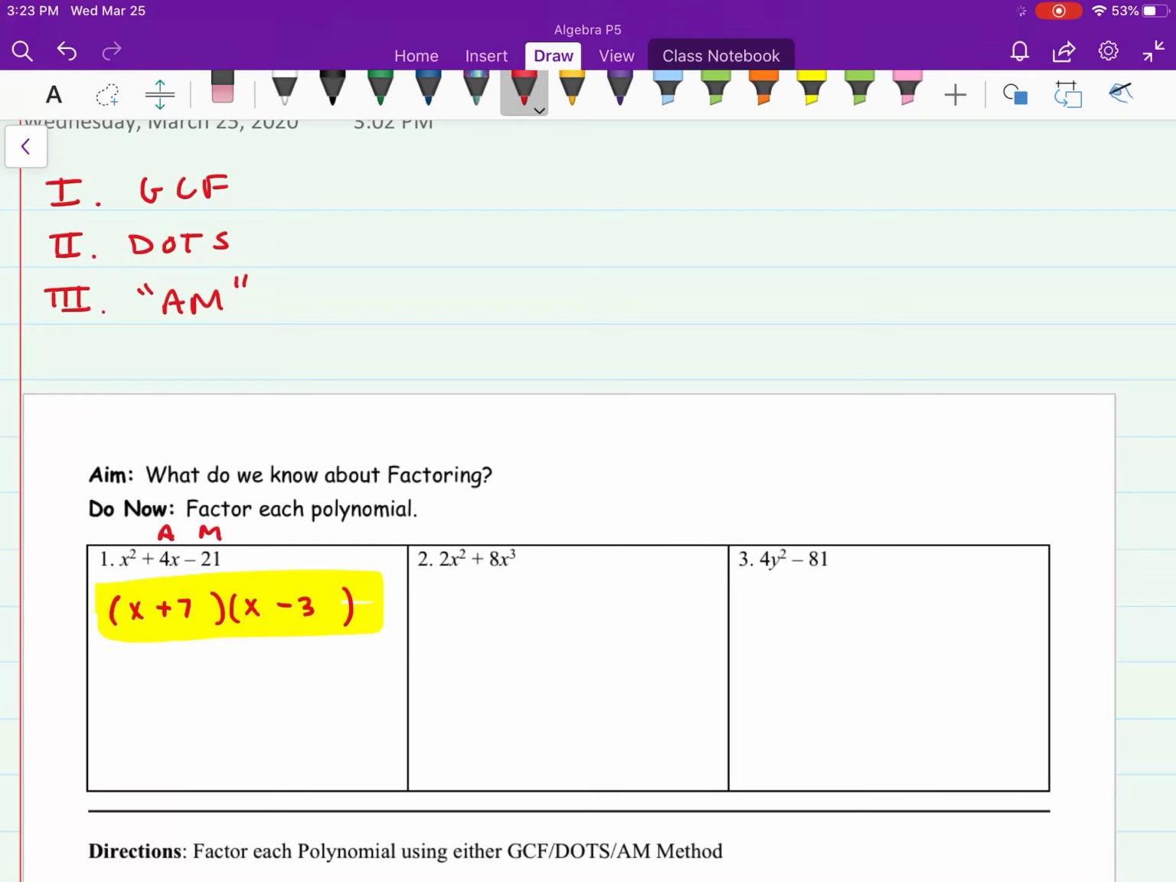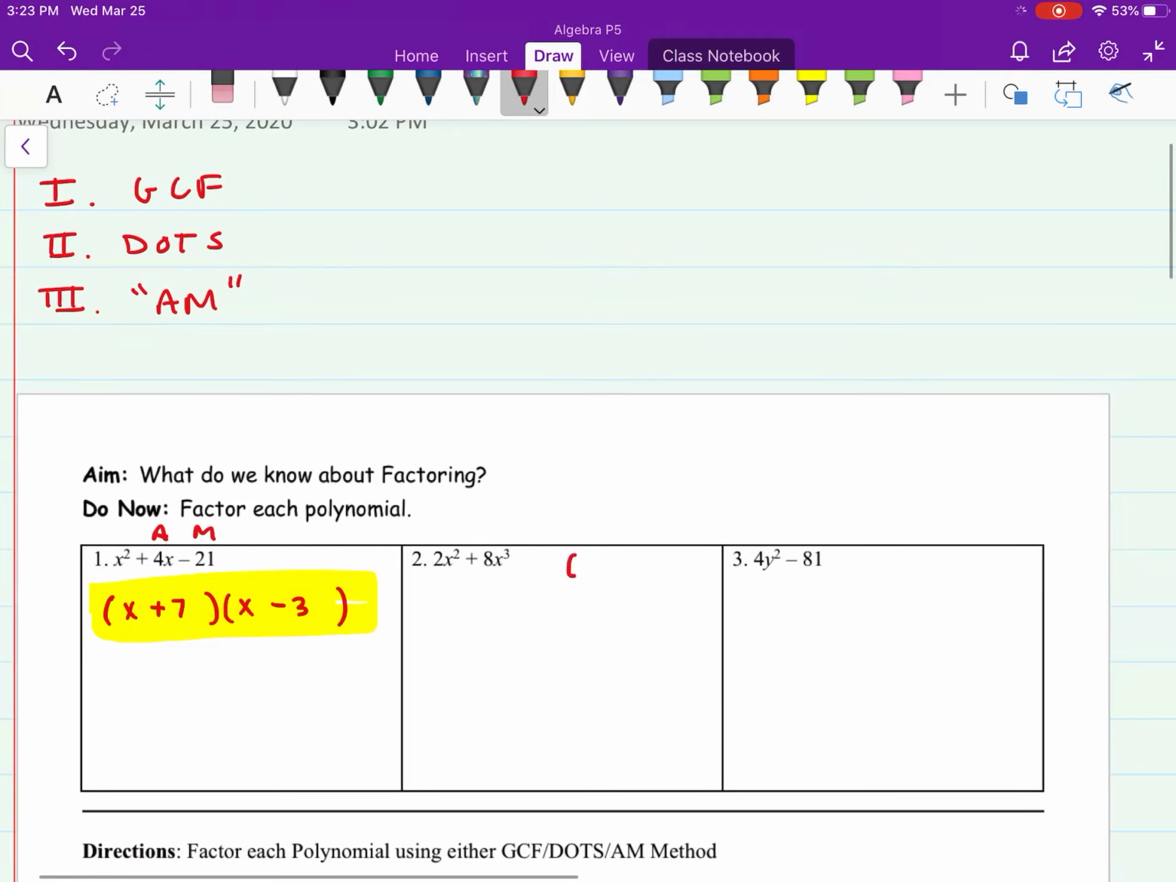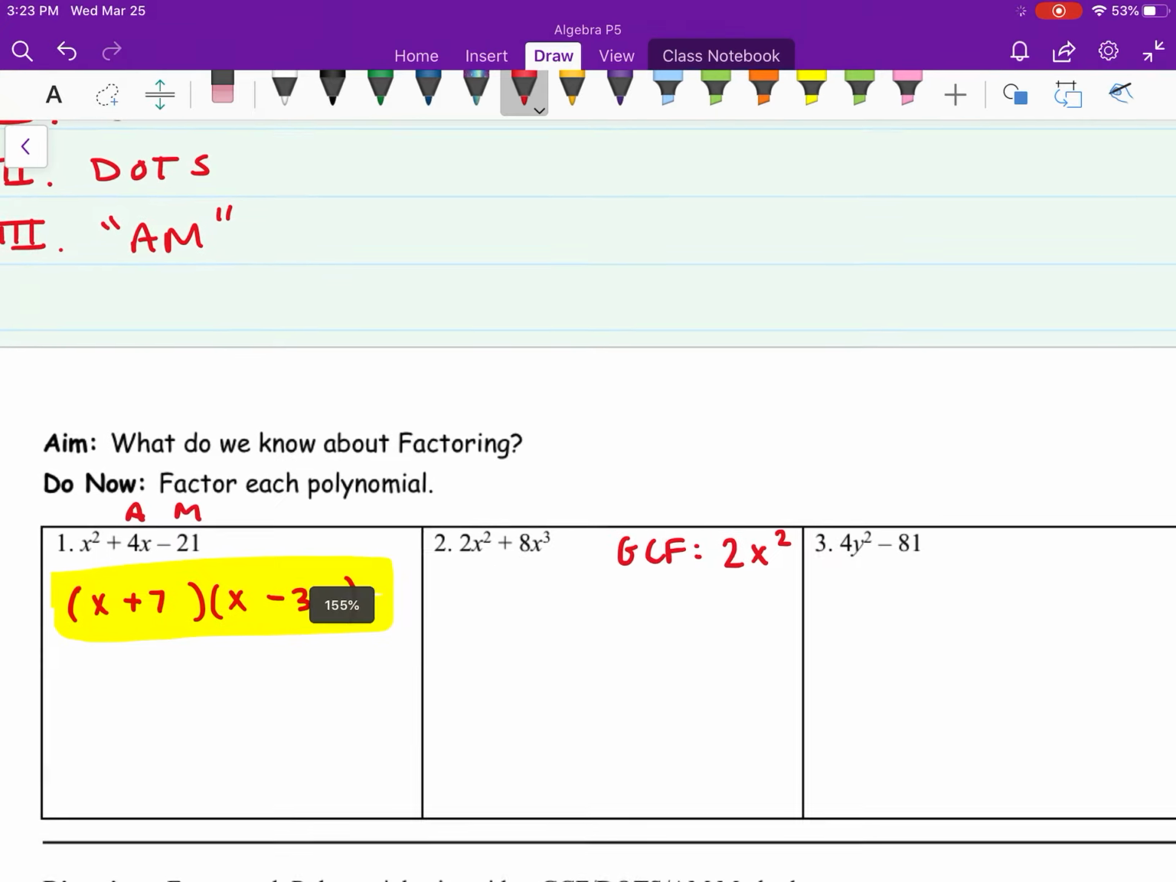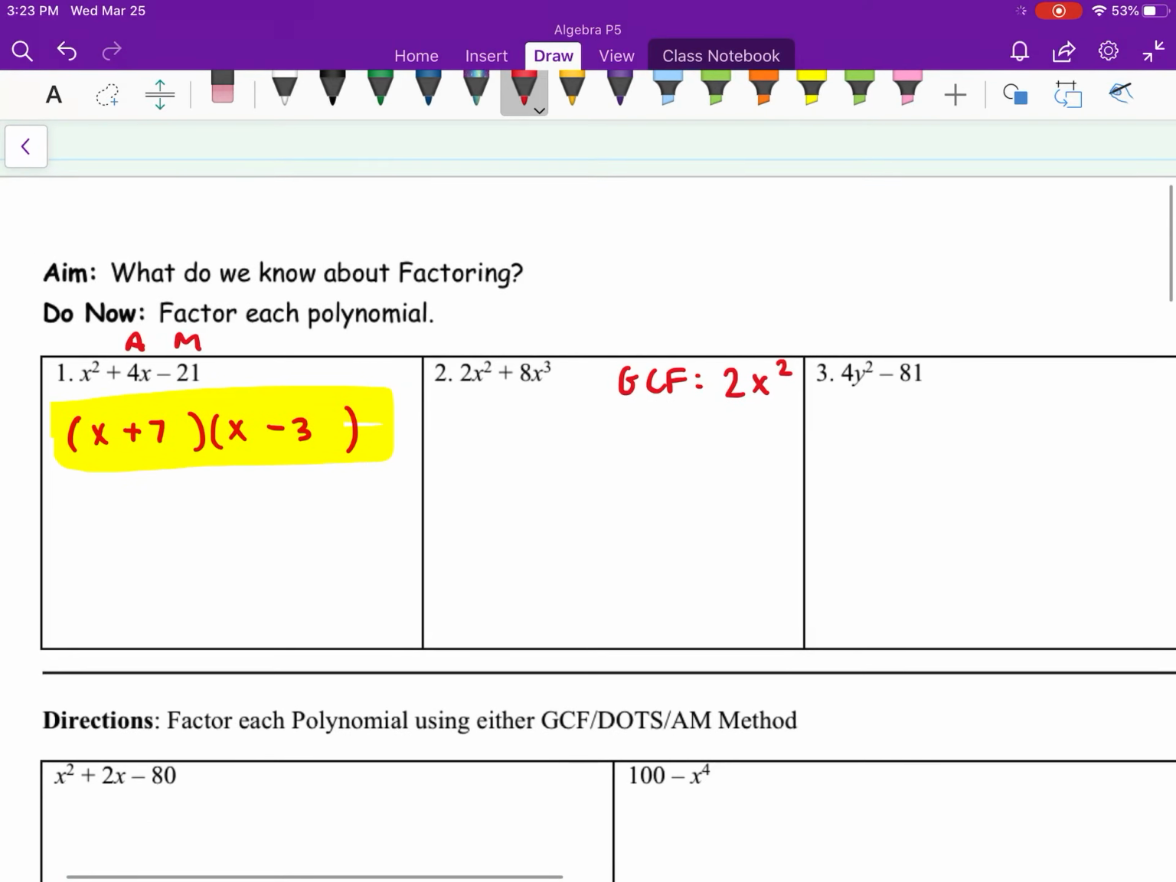Next one, 2x squared plus 8x to the third. Start with GCF. I noticed that 2 and 8 have a 2 in common, so the GCF right now would be the number 2, but there's also x squared and x to the third power, which has x squared in common. So the GCF is 2x squared.